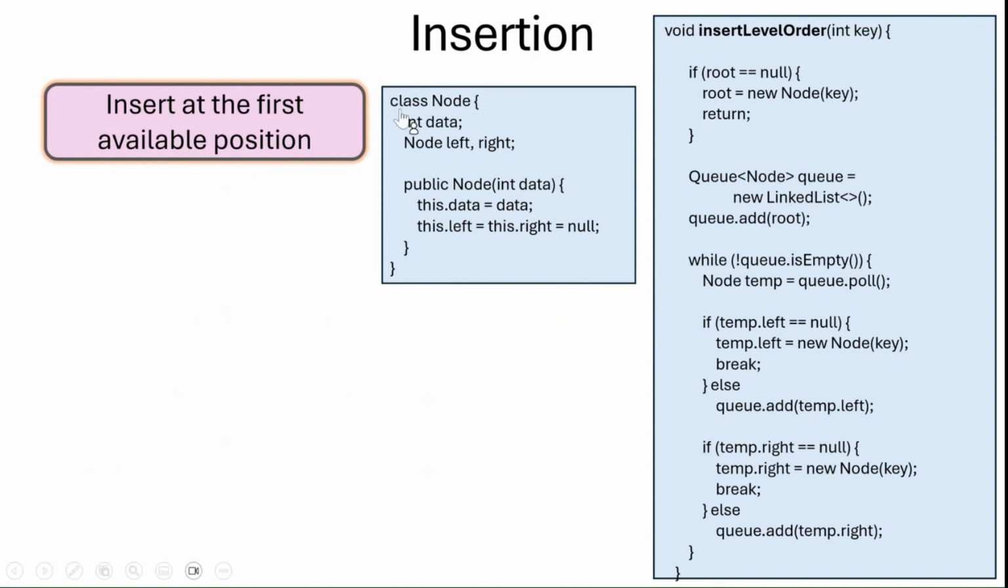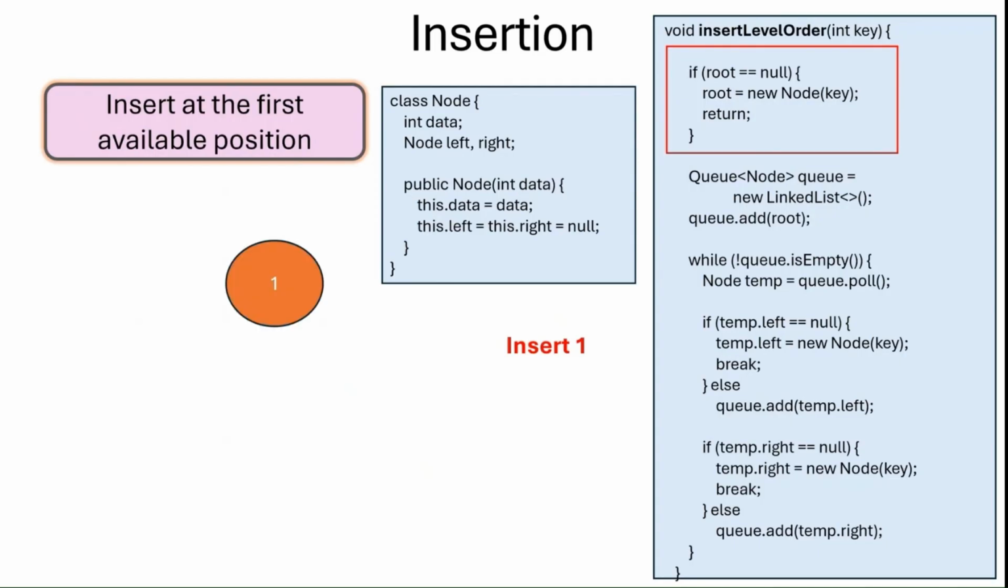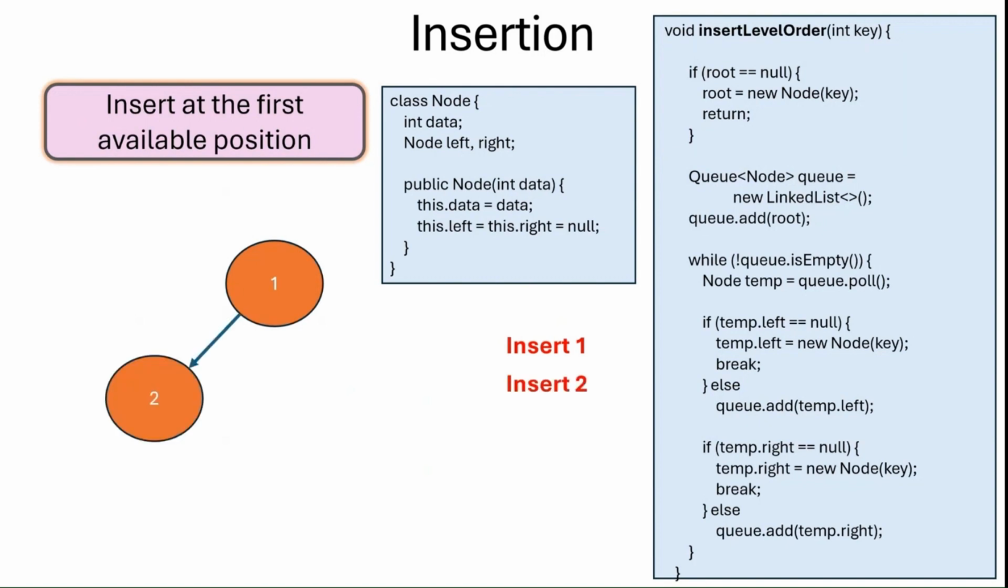This is our class structure which represents the node. It contains the data and left and right child node pointers. Insert level order, because we need to visit all the nodes level by level. So let's understand. When we insert one, root is null. We don't have any tree. So we'll create a new node, assign it to the root and return. So root is pointing to node one now. Then next, when we insert two, we go into this while loop. In the queue, we add one, and there is no left child to the one. So we insert a new node to the left of one.